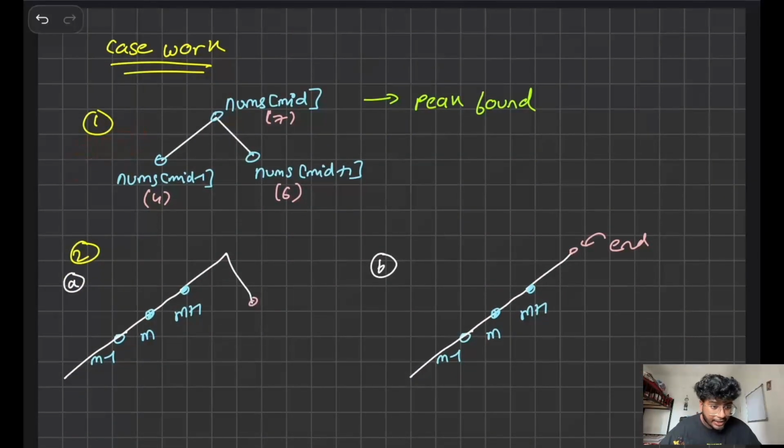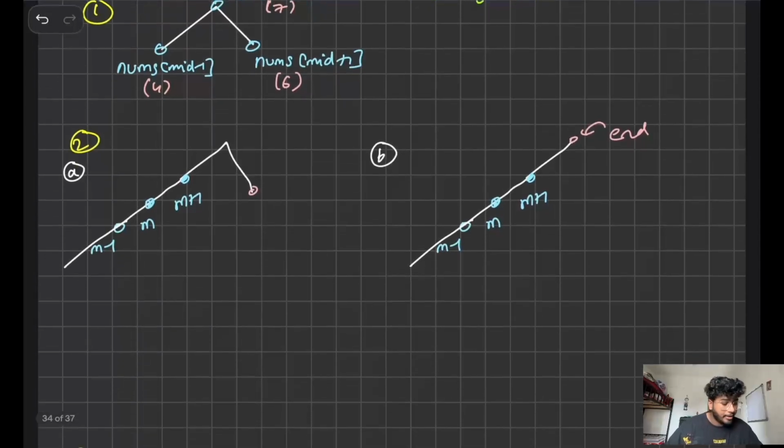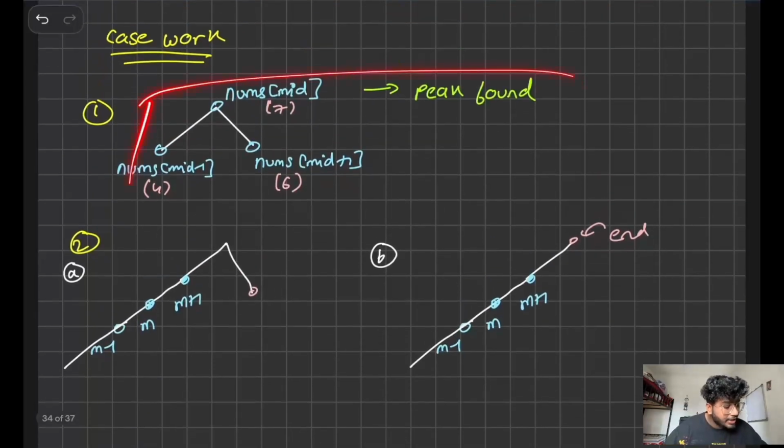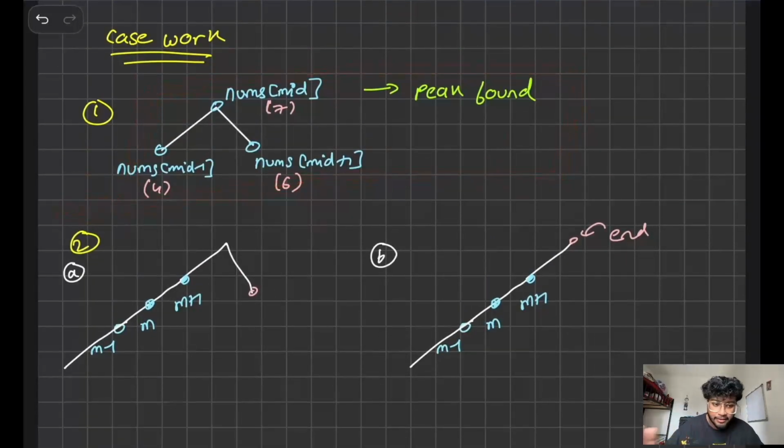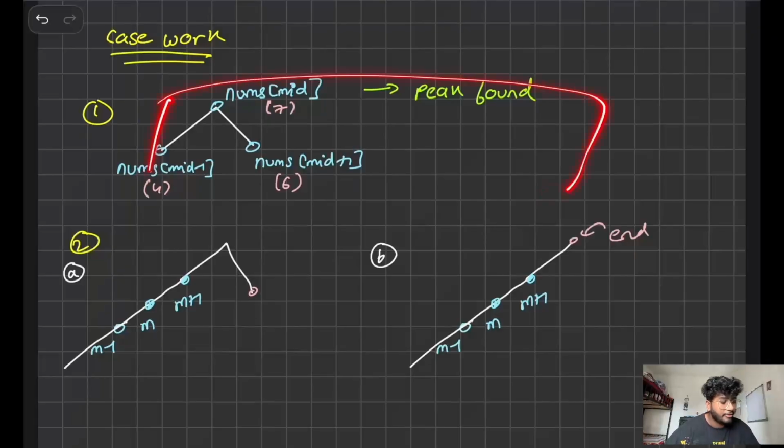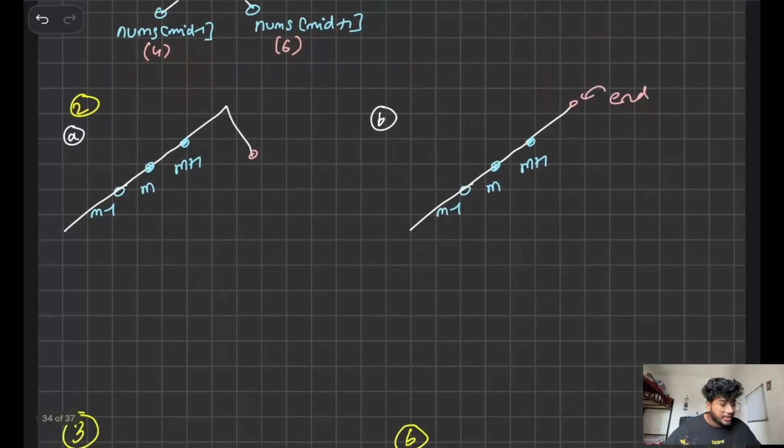If this condition holds, this is the case I have drawn here. If this is the case, then I can just say we have found the peak. We don't have to search anymore. I'll just return this mid index, and I'll terminate my search. So what's the next case? This is a very simple basic case. So let's move on to the next case.